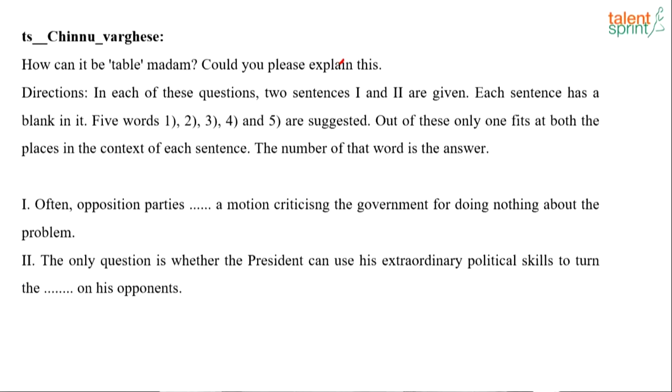How can it be table, madam? Could you please explain this direction? Okay, let's see what we have to do. In each of these questions, 2 sentences, 1 and 2, are given. Each sentence has a blank in it. 5 words, 1, 2, 3, 4, 5, are suggested. Out of these, only 1 fits at both the places in the context of each sentence. The number of that word is the answer.